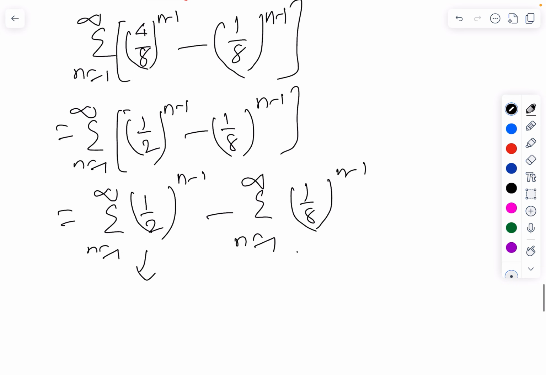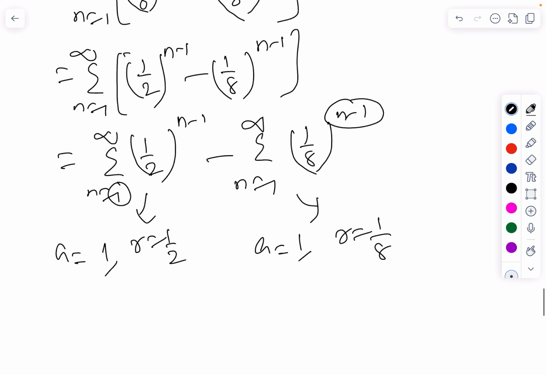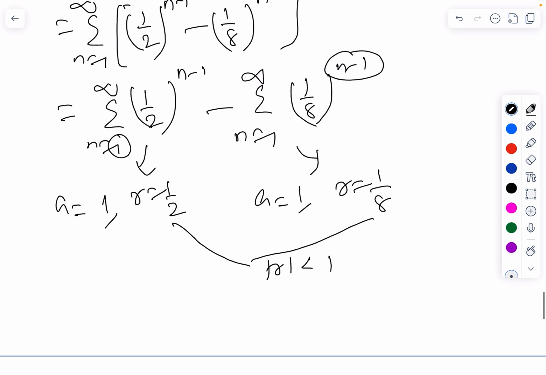Now in this series and in this series, what is A? N begins from 1, but here you see n minus 1. So 1 by 2 power 0, so that is 1. And R is 1 by 2. Same way here, A, because n begins from 1, but here the power is n minus 1, so 1 by 8 power 0, so that is 1. And R is 1 by 8. In both the cases, modulus R is less than 1. 1 by 2 and 1 by 8 both less than 1. So therefore, the given series is convergent.